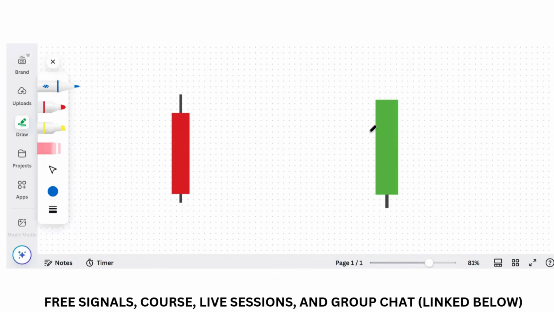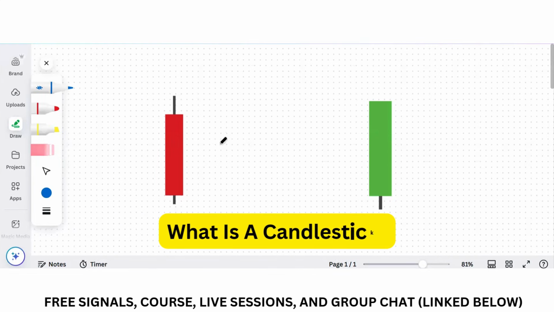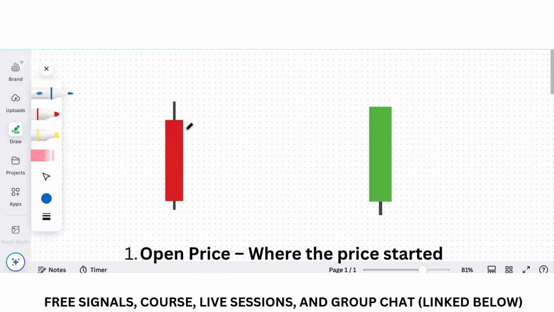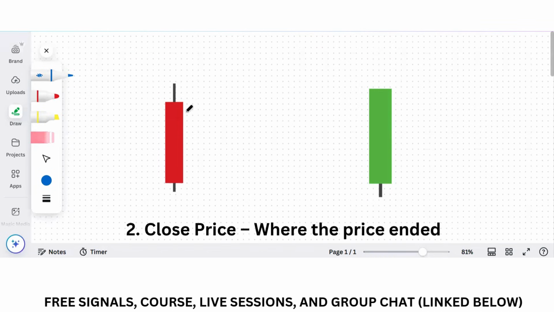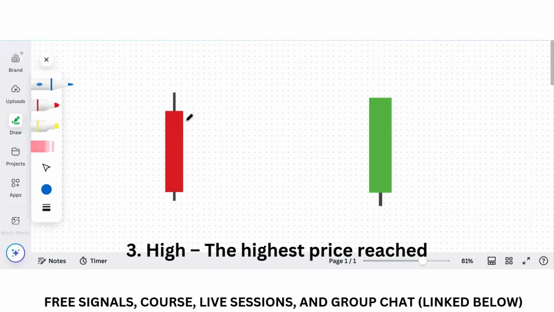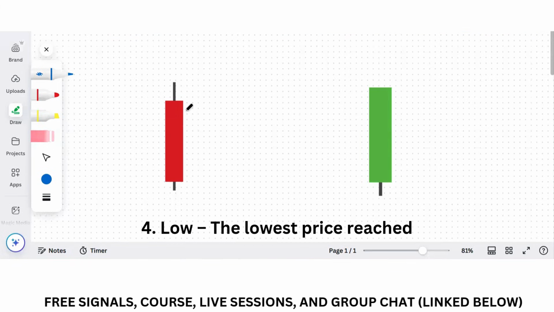So let's talk about what a candlestick is, okay? Candlesticks are going to tell you four things, guys. An open price, which is where the price started, a close price, which is where price ended, a high, which is the highest point price reached, and a low, which is the lowest point price reached.